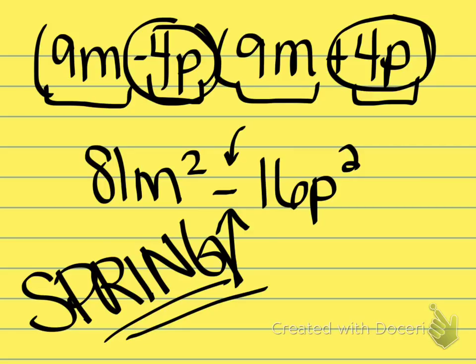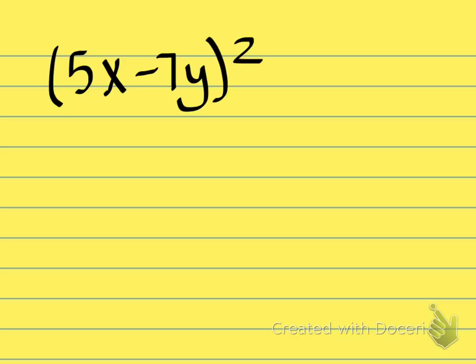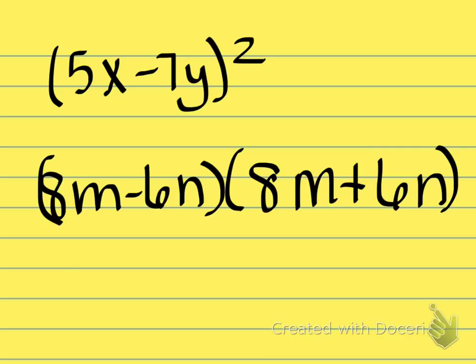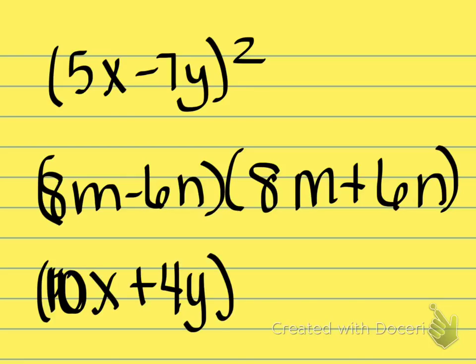All right. The last 3 problems for you to do are, let's do 5x minus 7y squared. And please do not show work on these. So you should be able to just go straight from the problem to the answer. Then we have 8m minus 6n times 8m plus 6n. And then I've got, ooh, that's a 10. 10x plus 4y squared.